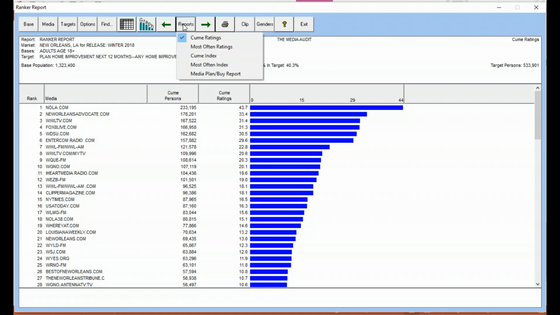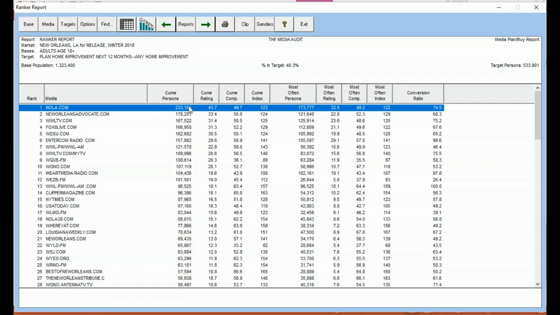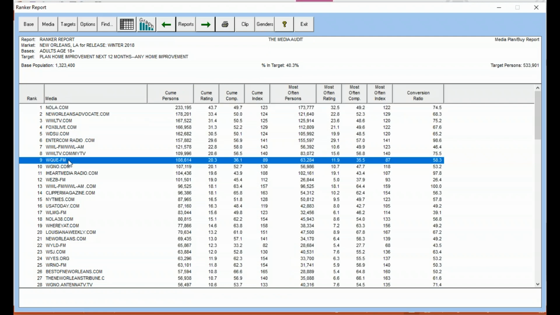And there are a variety of different reports. These arrows get you back and forth between the reports. I had my favorite in the media day analysis. My favorite here is this one. And the reason I like this one is because I'm going to see the best reaching vehicle. It's NOLA.com. I think radio stations don't start until slot 9. But it's really not fair to put radio and internet together.